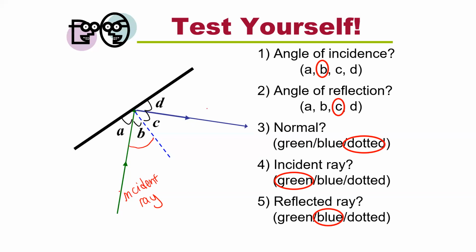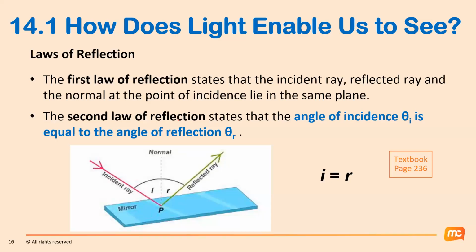Then the angle of reflection. This will be the reflected ray, the ray that is bounced off the surface, and the angle between the ray and the normal, which is C. So the normal will be the dotted line, and then the incident ray and reflected ray are as follows, green and blue. Then we go into the law of reflection.